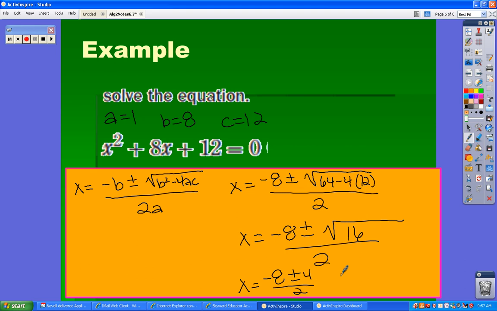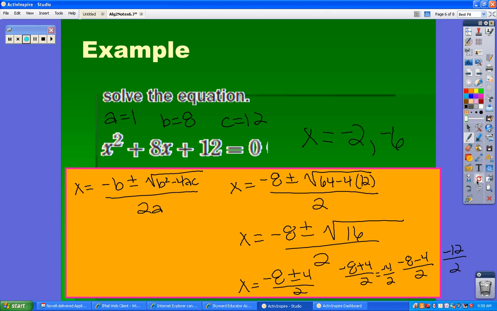So these are the two problems. I have negative 8 plus 4 over 2, and I have negative 8 minus 4 over 2. What are my two answers going to be? x could equal negative 4 over 2, which is negative 2, and negative 12 over 2, which is negative 6. Quadratic formula, not too difficult. Unfortunately, I just wasted about 2 minutes of my time solving this problem this way.